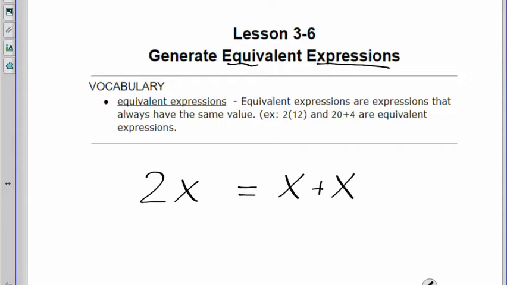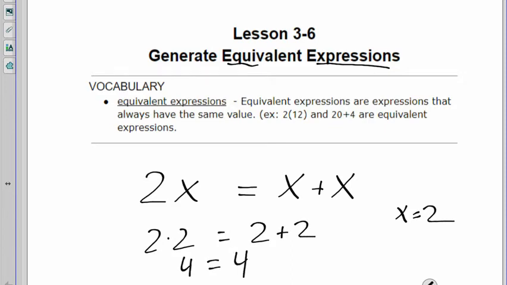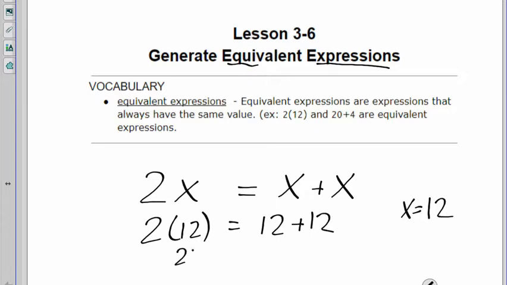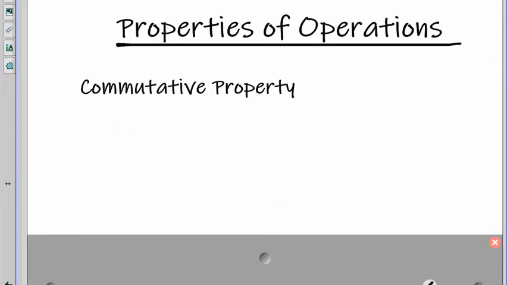So for instance, if I were to choose a value of x equals 2, then I would get 2 times 2 equals 2 plus 2. And of course, 4 equals 4. If I were to choose x equals 12, I get 2 times 12 equals 12 plus 12. That's also true. So no matter what I choose for x, they're still going to be equal, making them equivalent expressions. To help us prove that expressions are equivalent, we're going to use some properties.